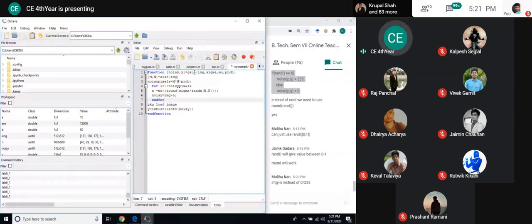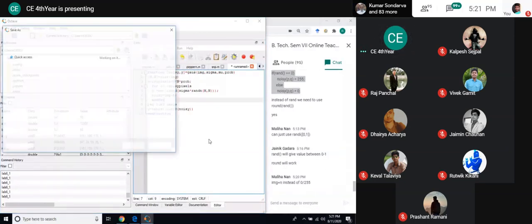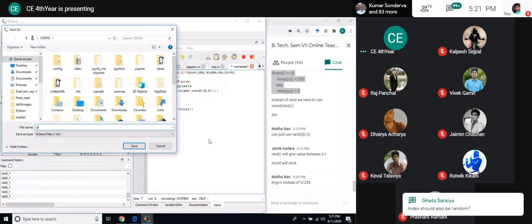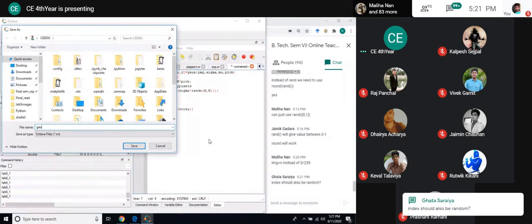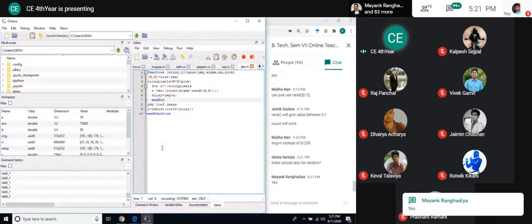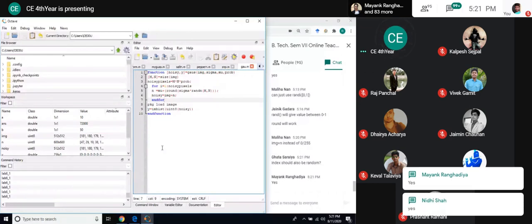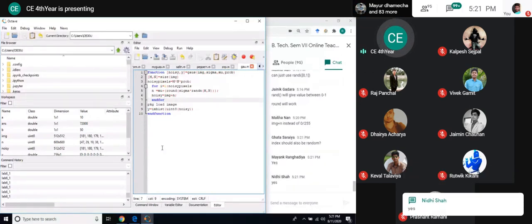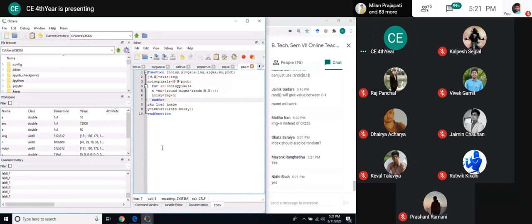Okay, so now I am using this function. I am saving this function first. Index should be random. Yes, index should be random. No? Oh yes. So what to do? So tell me, how? Yes, index should be random, and this is what I don't want to generate for all the pixels.